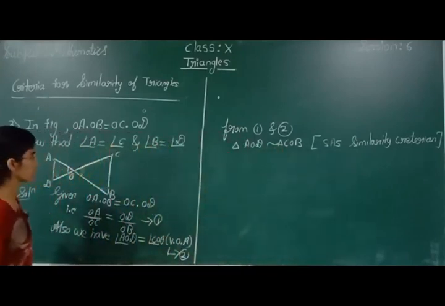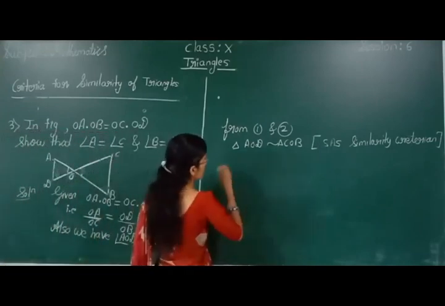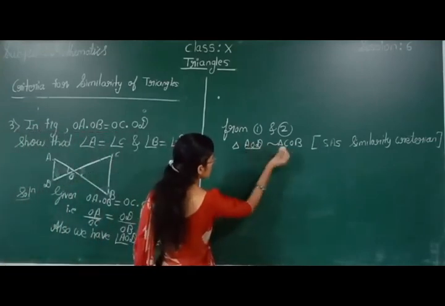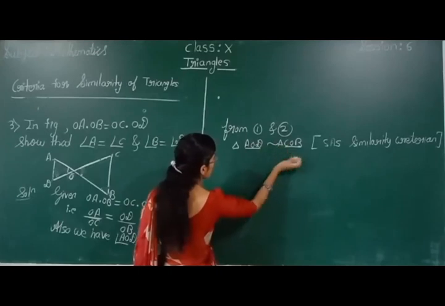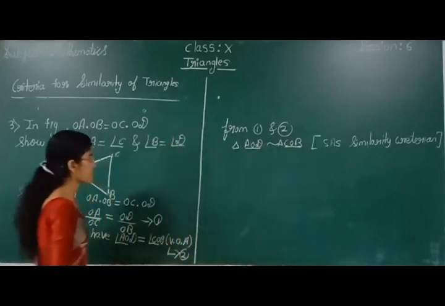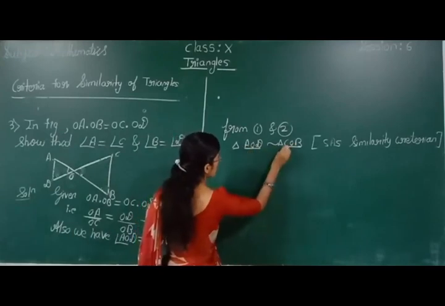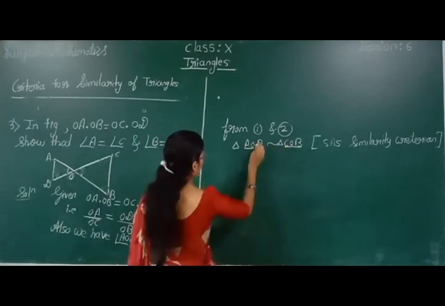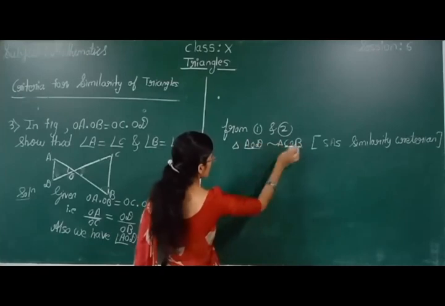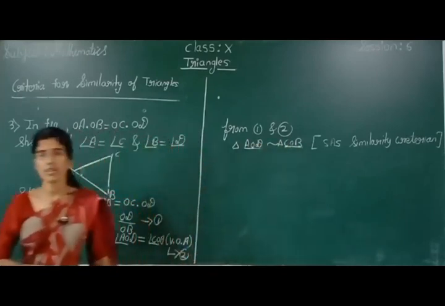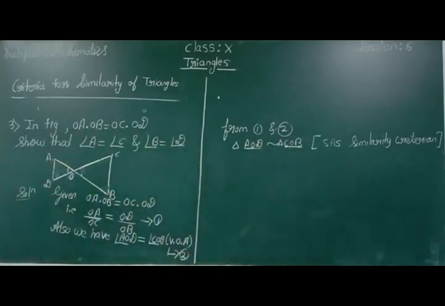Now see here students, here we have to check the correspondence. Here angle AOD is equal to angle COB, right? And we have compared the sides AO by CO, OD by OB. Okay, like this we can prove this problem.